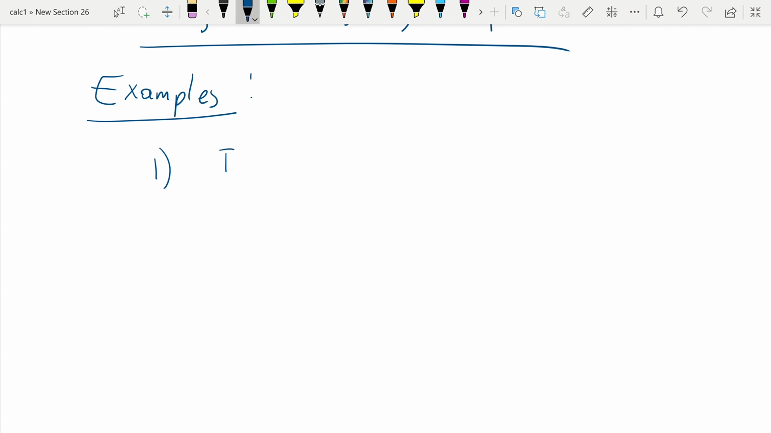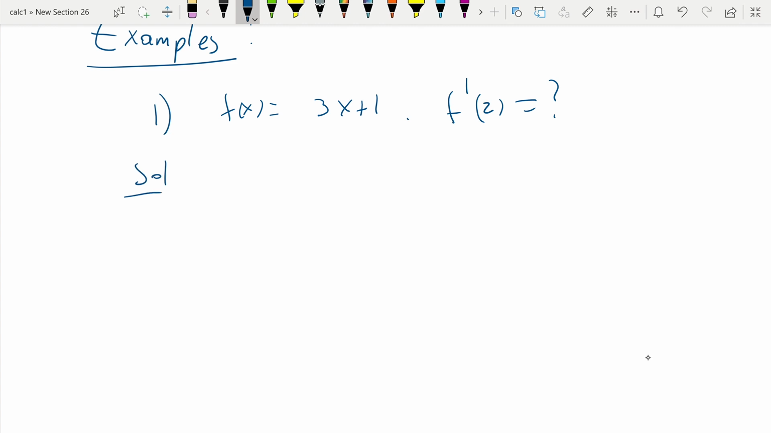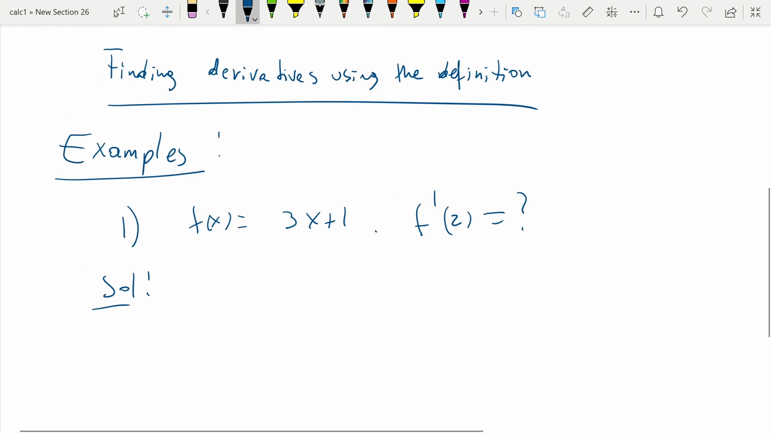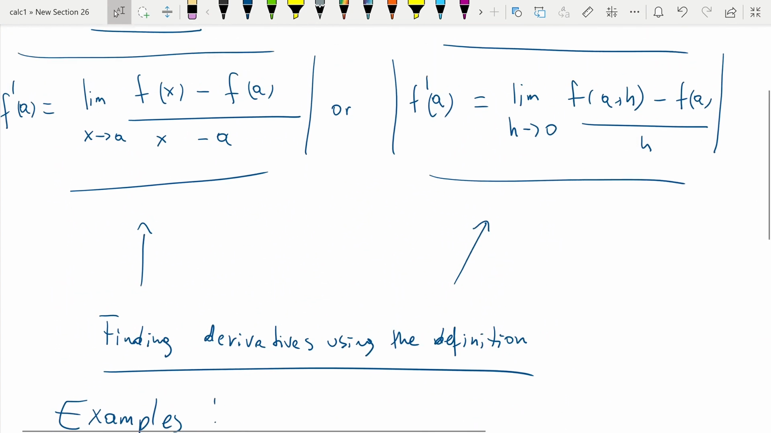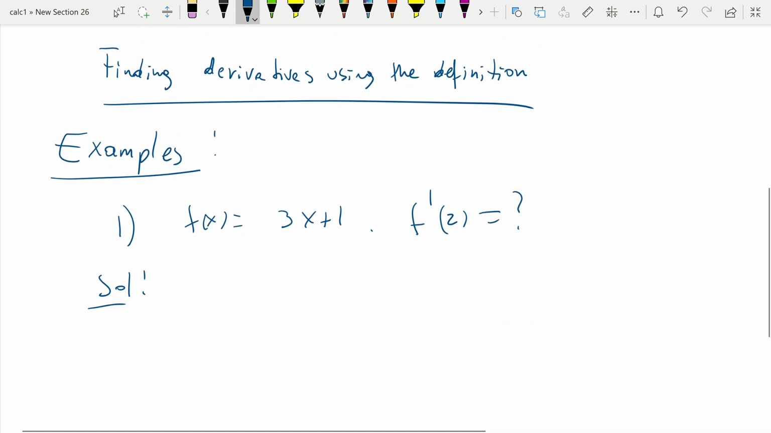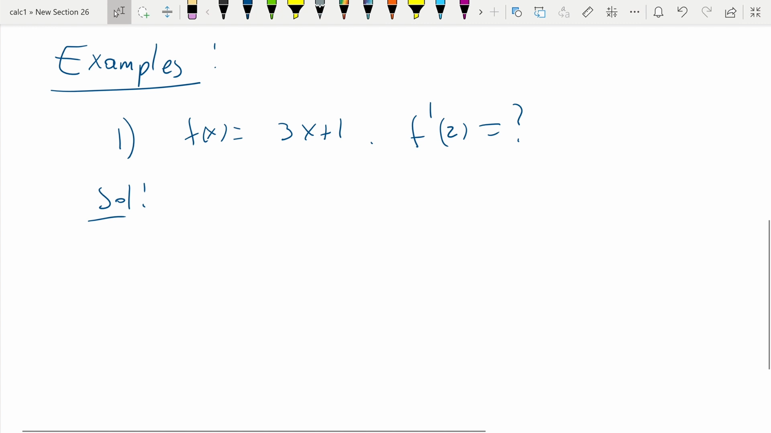Suppose you have a function f of x, say, equal to 3x plus 1. What is f prime at 2, say? See, easy example. So what's the solution? Whenever you're asked to find the derivative by definition, I will tend to prefer the second formula, this one, over here. So use the h one. It makes computations much easier, so trust me on that one. So that's what we're going to do.